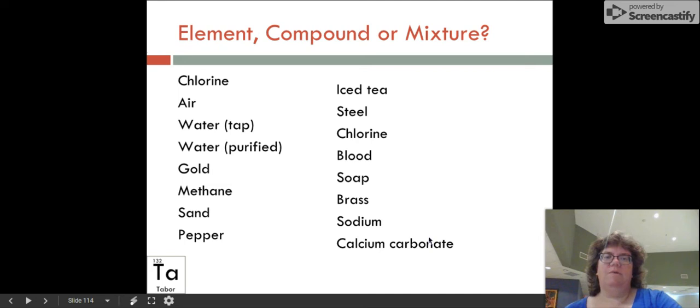So take a minute, pause the video, just really quickly go through these things. Determine whether you think they're element, compound, or mixture. And if they are a mixture, are they homogeneous or heterogeneous? So just take a minute and figure those out. Okay, I'm not going to go over the answers, but let me know if you have any questions on what those are.